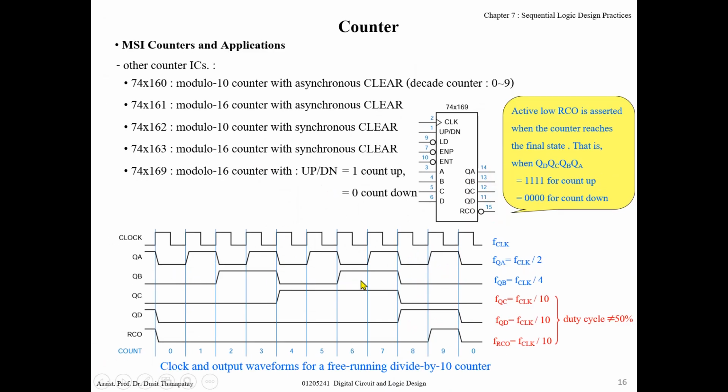This one just shows an example timing diagram for counting from 0000 to 1001. And RCO will be active here when we count to the last state, 1001. This is for the modulo 10 counter.